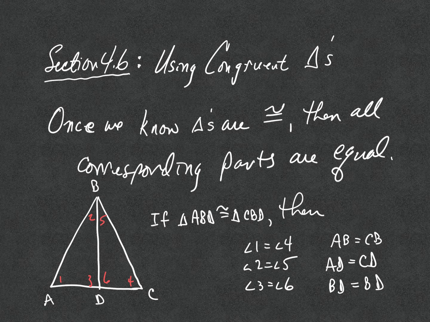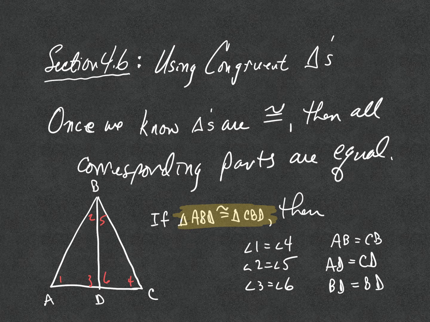get to the point where we have congruent triangles, because once we know triangles are congruent, then any corresponding parts are equal. So in the picture I've drawn for you down below, if somehow we were able to figure out that triangle ABD and triangle CBD are congruent to each other, if we're told that or we can figure it out, then any corresponding parts have to be equal.